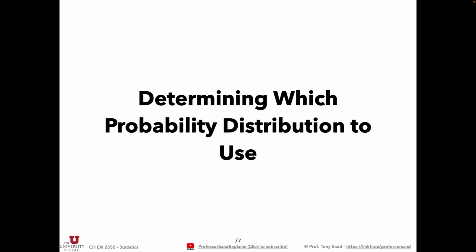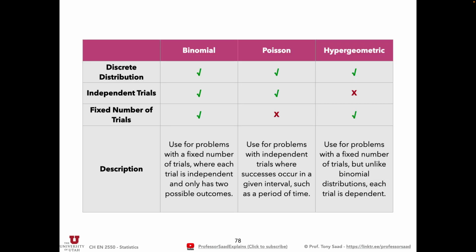Okay, this is what's important here, determining which probability distribution to use. So if you look at this table, looking at binomial, Poisson, and hypergeometric in the columns, and in the rows, of course, they're all discrete distributions. What are the conditions? Independent trials or fixed number of trials? So binomial, both independent and fixed number of trials. Poisson, independent trials, but a length of time. There's no fixed number of trials. Could be 50 trials, 1,000, doesn't matter. It could be an infinite number of trials. Hypergeometric, trials are dependent, but it's still a fixed number of trials.